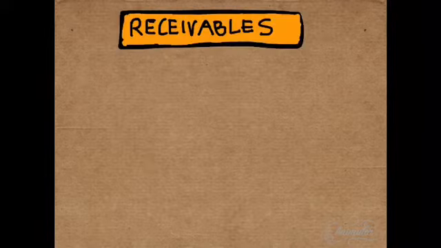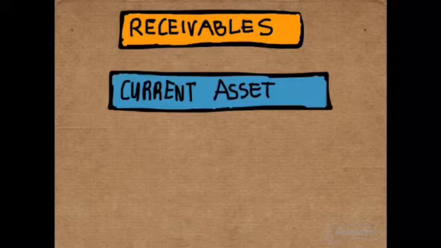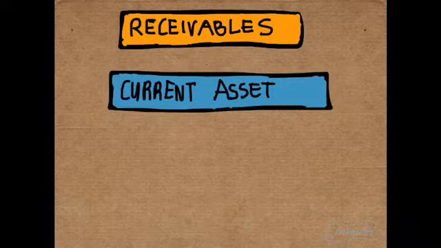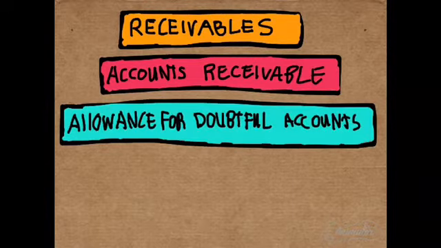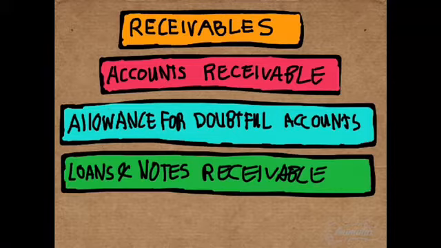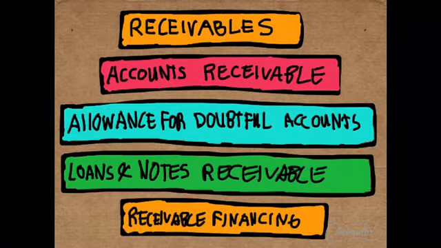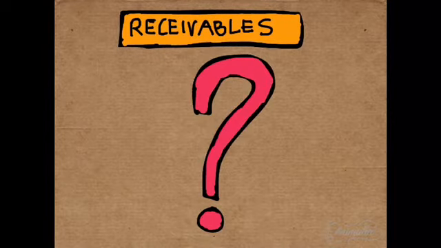Guys, now we have a good grasp on our topic about cash. Right now we're going to move on to another topic called receivables, which is another current asset and is much more complicated compared to cash. When we are talking about receivables, we're not just talking about accounts receivable. It also covers topics like the allowance for doubtful accounts, loans receivable, notes receivable, and receivable financing. So first of all, what is a receivable?